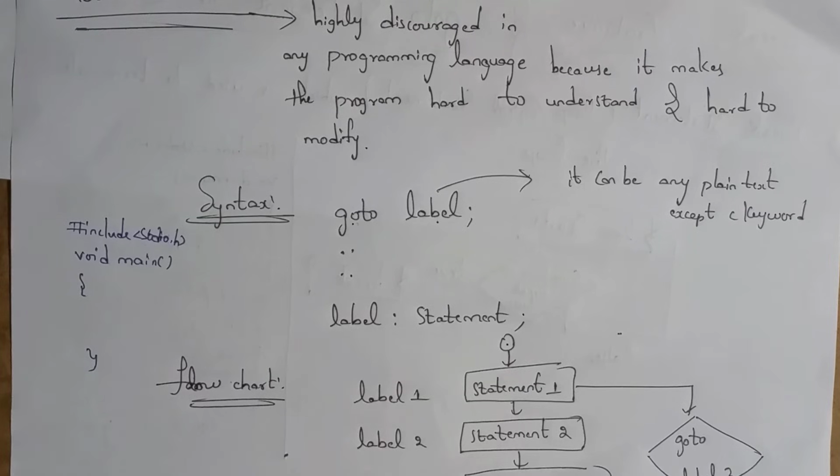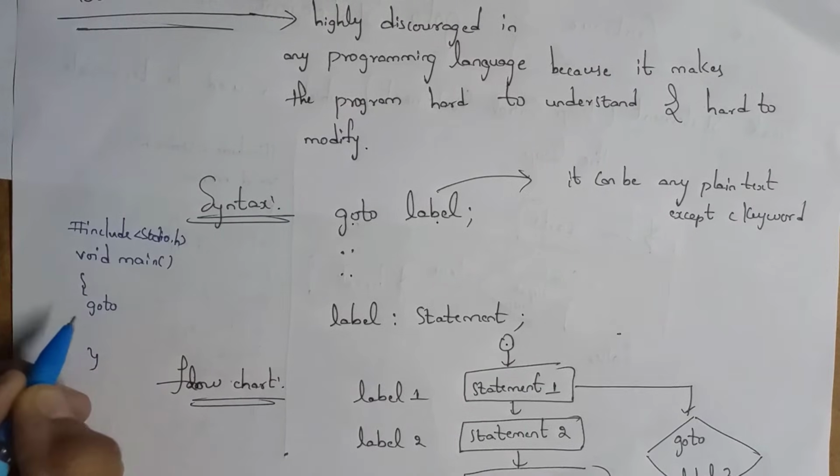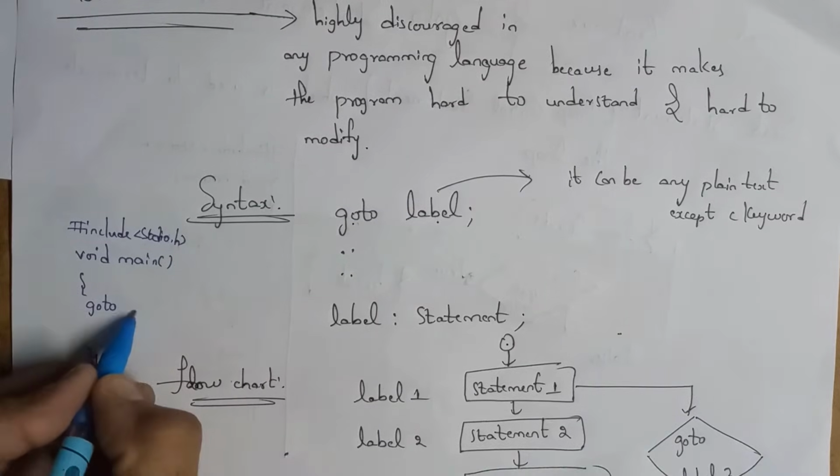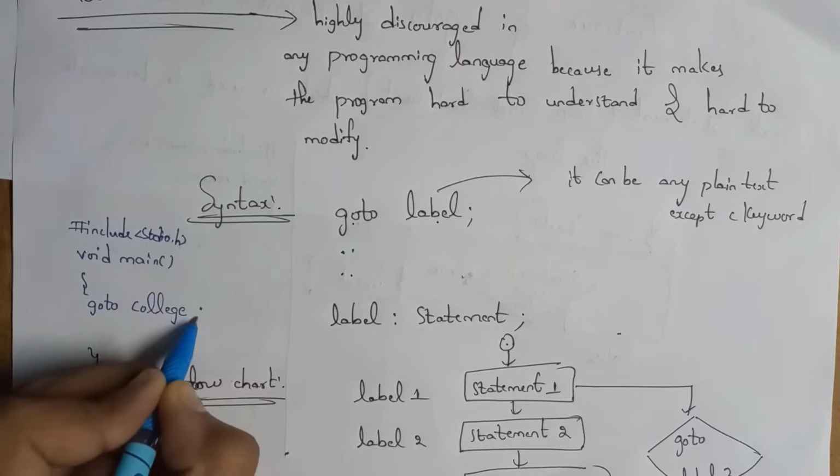This is the program for the goto statement. At first you need to write goto. A label is nothing but any plain text. Here I am giving any text like college. I gave the label as college, and definitely you need to give a semicolon here.